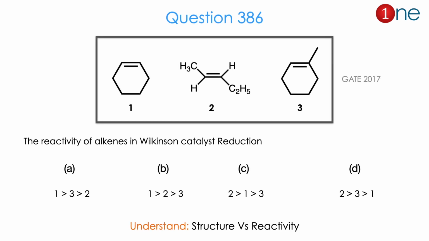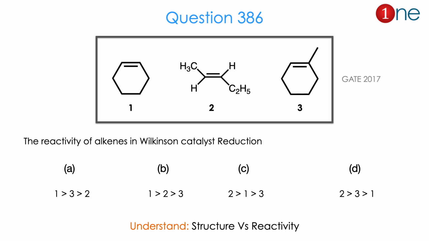Let us see the first question. They gave 3 different alkenes. The first one is cyclohexene. The second one is 2-butene with trans configuration. The third one is cyclohexene with a methyl group. Here they are asking the reactivity of alkenes with Wilkinson catalyst. Basically it's a reduction reaction. So you have to find which one reacts faster and which one reacts slower.